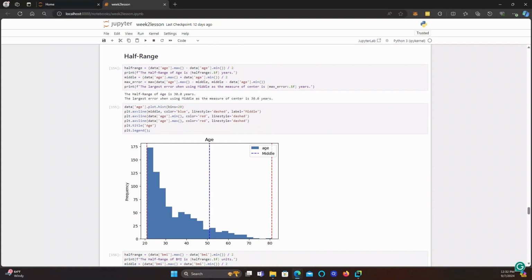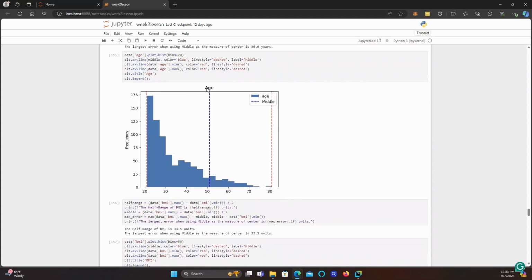So if you use the middle as a measure of center, the half range will tell you what is the biggest error you're likely to make. There are times when what you want most is to minimize the maximum error. When error causes something really bad, like say you're predicting on average how much a car insurance company is going to have to end up paying out. Now, if you're really far off, your whole company is going to go broke. So you really need to constrain the maximum error, and half range is a great way to do that.